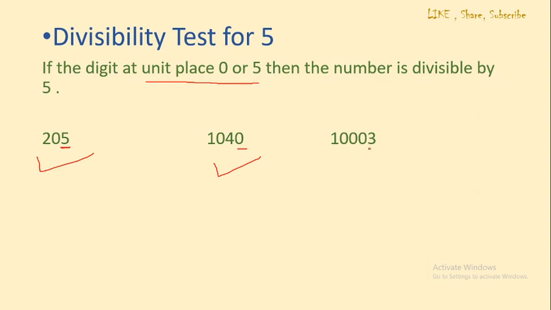10003, at the unit place it's 3. What is the case? We should only have 0 or 5. We have 3, which is other than 0 and 5, so this number is not divisible by 5.